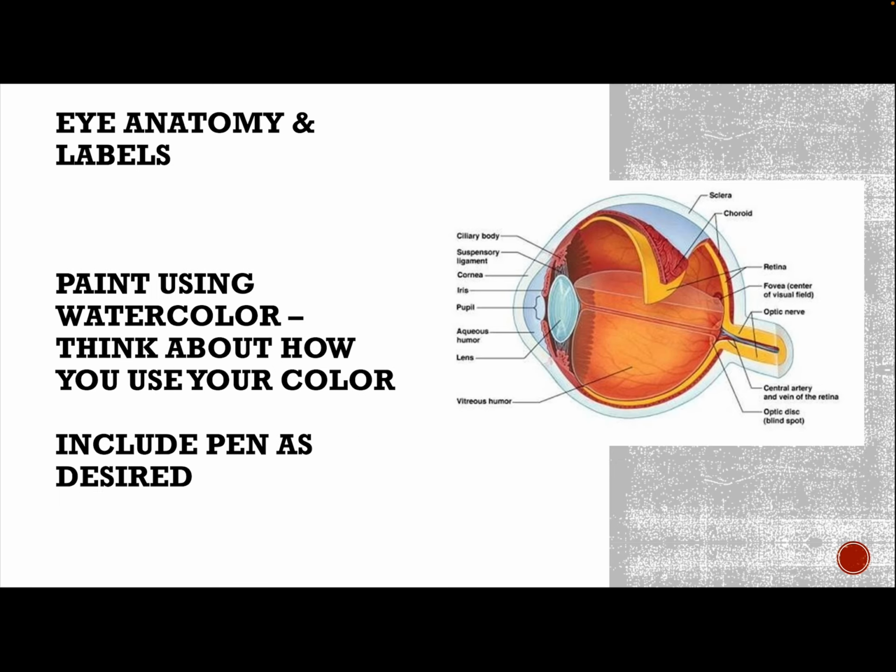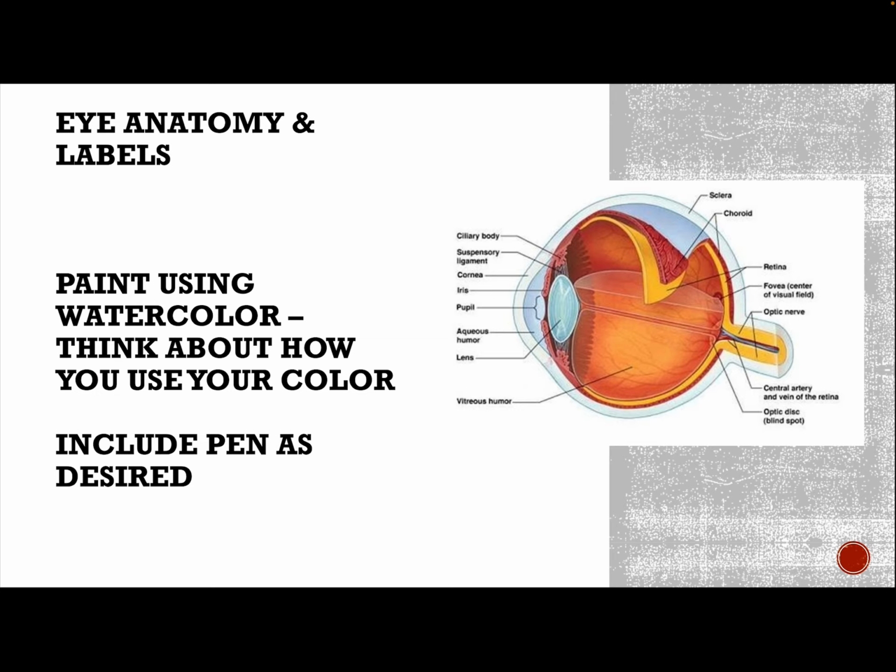Then you will need to do eye anatomy and the labels for that eye anatomy. We will also paint this using watercolor, and you will have to think about and make a plan for how you're using color to kind of link or connect like structures in the eye so that they make sense.